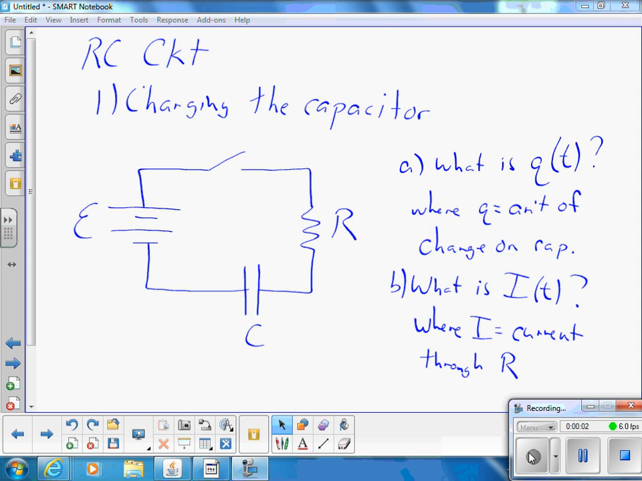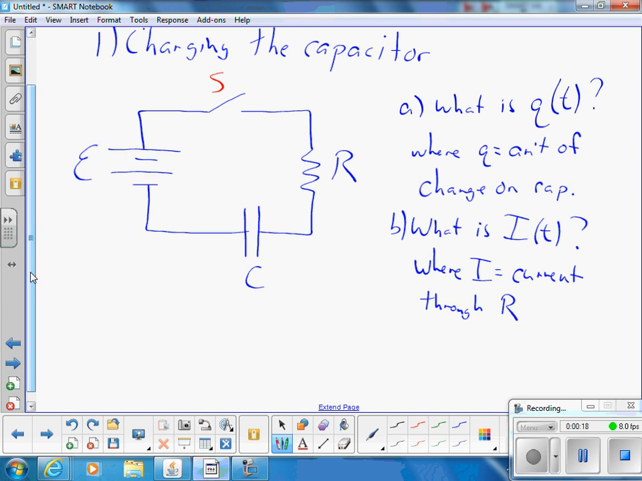Howdy. We are analyzing an RC circuit, which you see drawn in front of you, and you see the questions that we'll be dealing with. We're dealing, first of all, with charging the capacitor, which means we're going to close this switch marked S, and we will define that as time t equals 0, so we'll start timing after that.